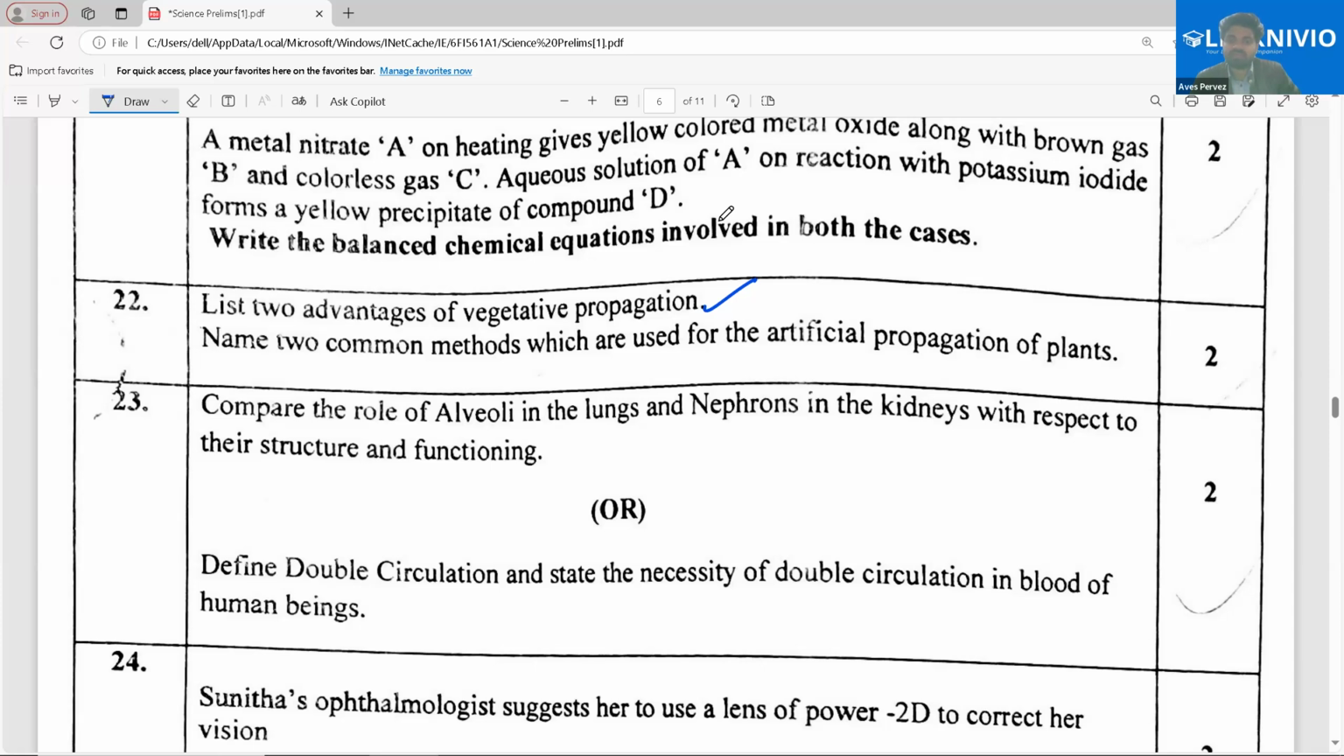Predominantly method, faster rate, मतलब it is the faster method of producing, and similar characteristics of plants can be obtained. Disease free plant can be obtained by using tissue culture technique. Okay. बहुत सारी चीजों को हम लोग name to common methods which are used for artificial propagation of plants. Grafting, layering. हाँ.